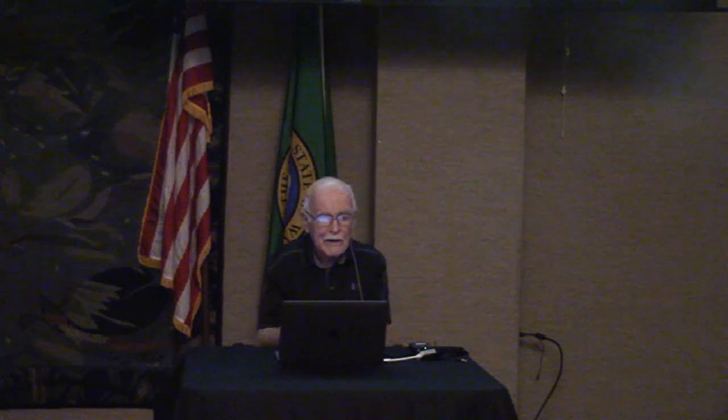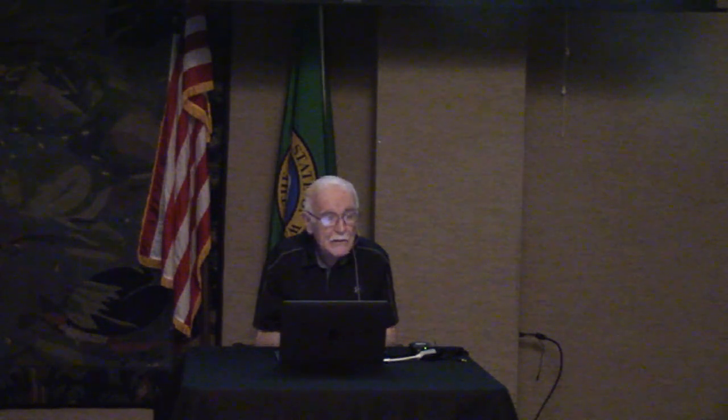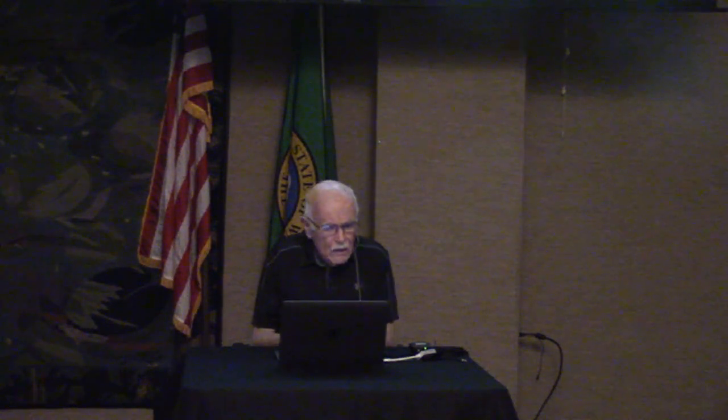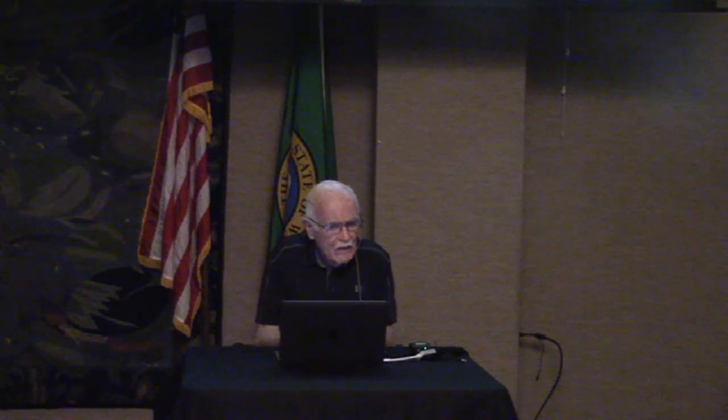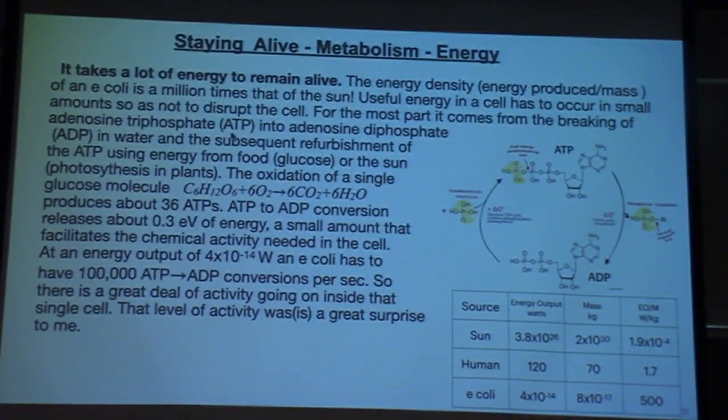Now, in order that the energy in a cell be useful, it has to occur in very small portions, because a cell is in many ways a rather delicate thing, and if you get too much energy inside it, it's done for. So the energy has to be portioned into very small bits that the cell can make use of for what the cell needs energy to do. In almost all living creatures, it comes from converting adenosine triphosphate, ATP, into adenosine diphosphate, ADP. So here's the way this works.